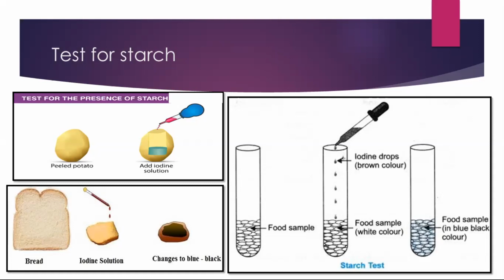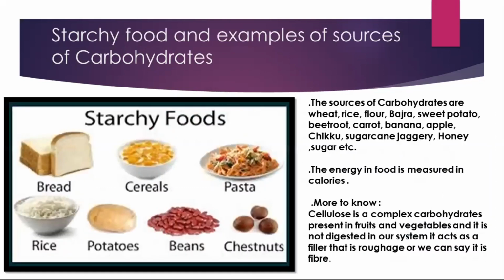So what did you observe by this experiment? You observe that the color changes into bluish black for the starch test. It means the starch is present in the food which you have taken to do the experiment. So let us move to the next slide, that is starchy food and examples of sources of carbohydrates.